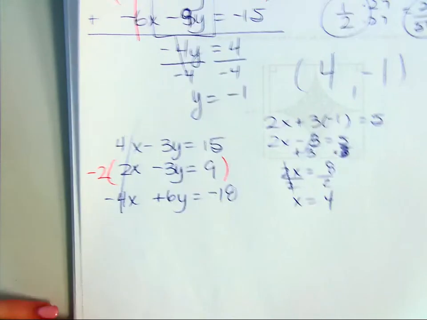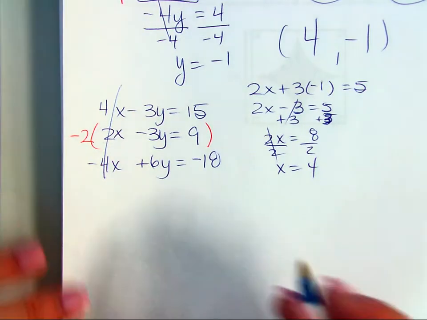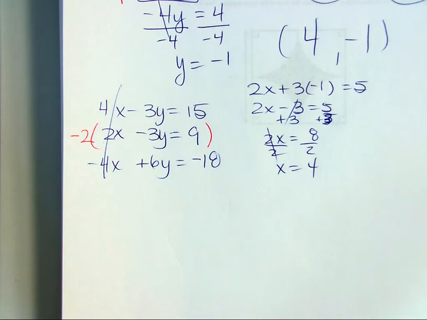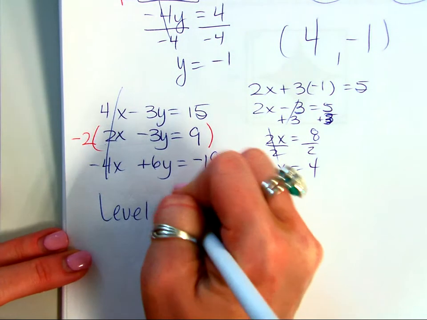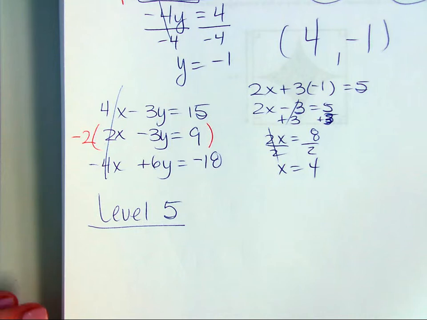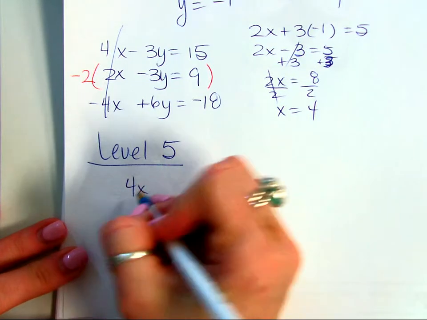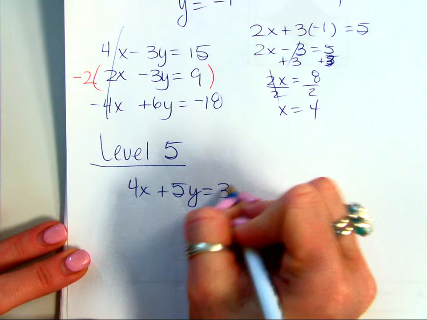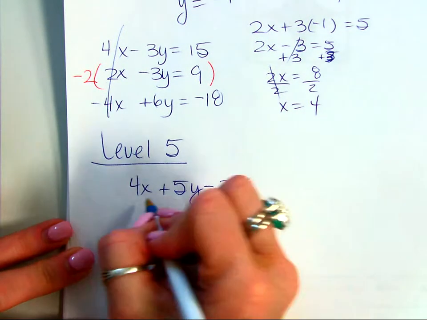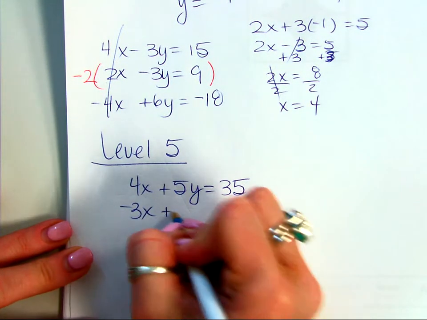So then I'm not going to finish it because I have a couple more problems that I need to show you because we need to get to a level 5. Are you ready for this? All right. A level 5 looks like this. I really, really want you to be able to figure out what to do. I'll be so happy if you do. -3x plus 2y.